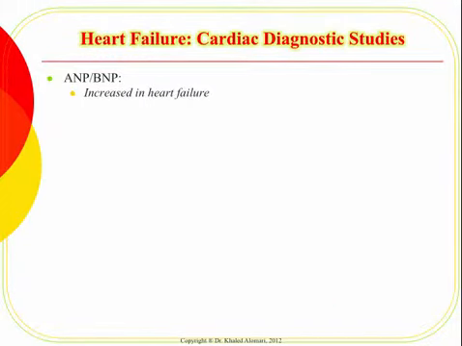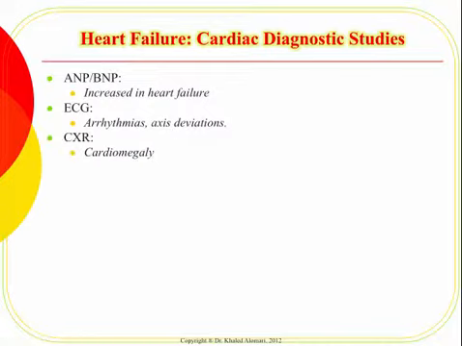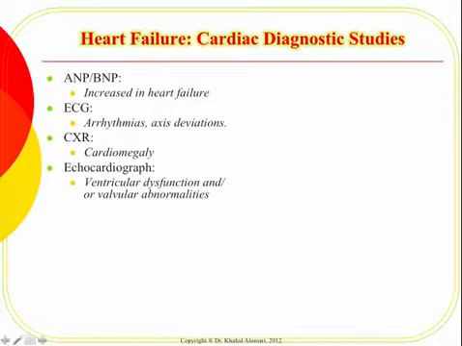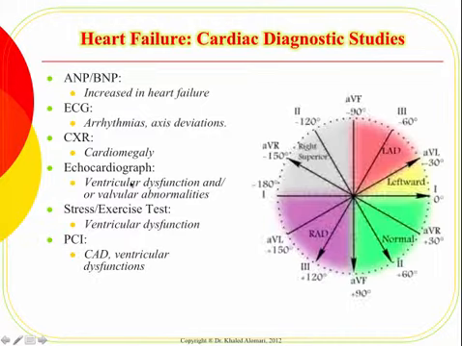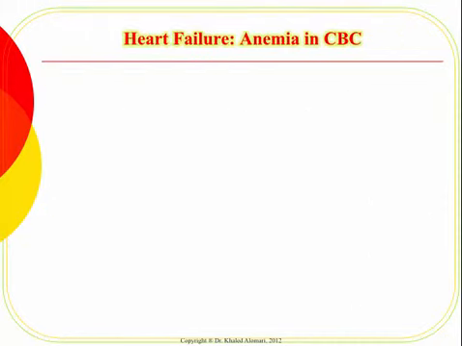The other one, ECG, we may see cardiac arrhythmia again, or axis deviation as a result of increase the size of the ventricles. Chest X-ray, you may see cardiomegaly, see the heart is big or getting bigger. Echocardiogram, again, you can see if there's any abnormalities in the blood in the ventricles, and so on. Okay.